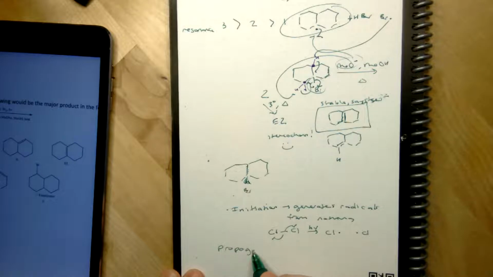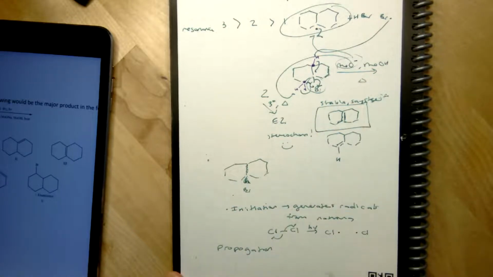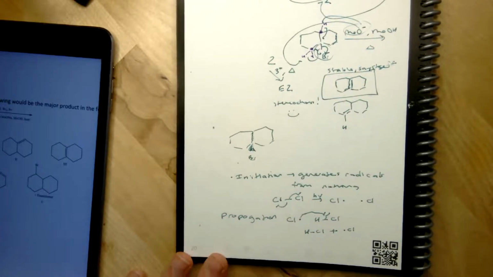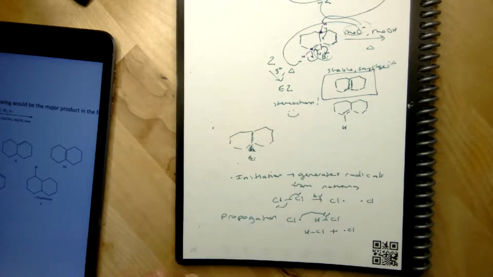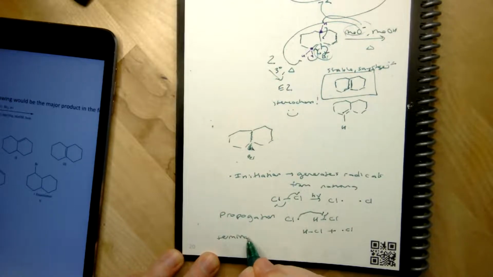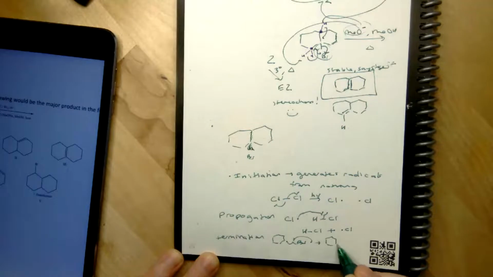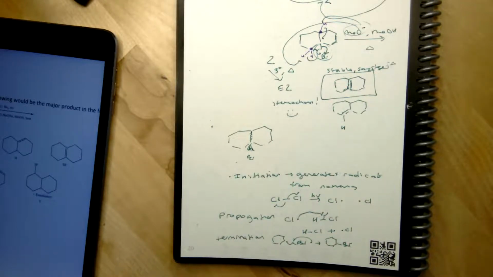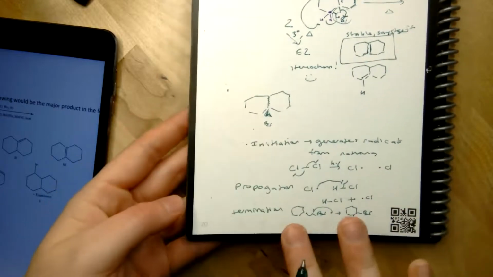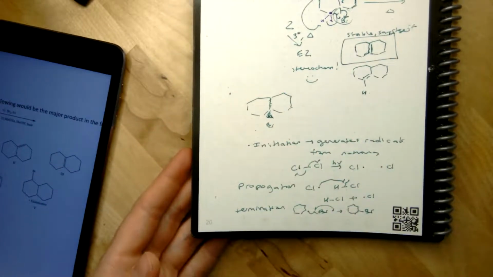Propagation is anything that keeps radicals going. So this chlorine bumping into HCl would take one of these and it would become HCl, and then you'd also get a new chlorine radical. So that is propagation. And then termination is anything where two radicals find each other. So normally, like in our question above, we had a radical on our ring and a radical bromine, and they find each other, and that makes a bromine bond. So that's kind of the basic answer to your question, is that's what I'm looking for.